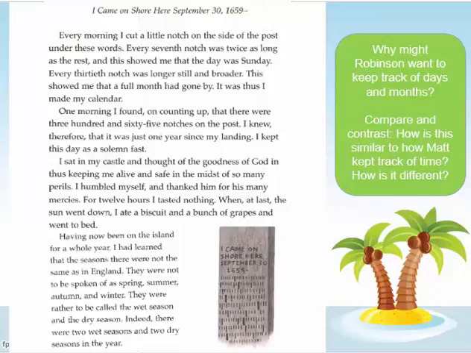I sat in my castle and thought of the goodness of God in thus keeping me alive and safe in the midst of so many perils. I humbled myself and thanked him for his many mercies. For 12 hours I tasted nothing. Then, at last, the sun went down. I ate a biscuit and a bunch of grapes and went to bed. Having now been on the island for a whole year, I had learned that the seasons were not the same as in England. They were not to be spoken of as spring, summer, autumn, and winter. They were rather to be called the wet season and the dry season. Indeed, there were 2 wet seasons and 2 dry seasons in the year.